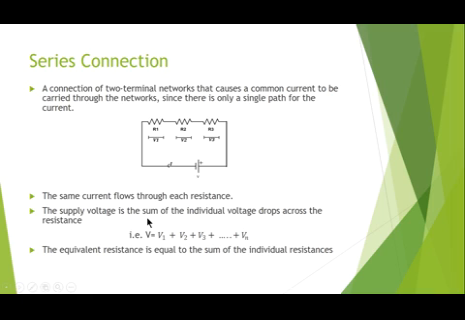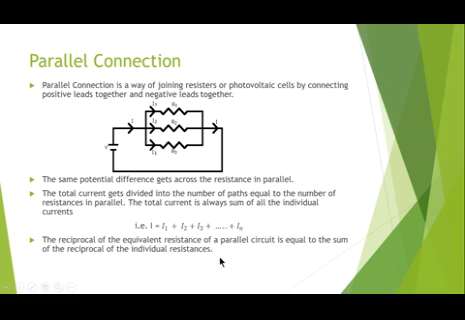The supply voltage is the sum of the individual voltage drops across the resistances. Your supply voltage V is equal to the sum of all the voltages present in the circuit, V1, V2, V3 up to Vn. Here the equivalent resistance is equal to the sum of the individual resistances, that is R is equal to R1 plus R2 plus R3. This is series connection.